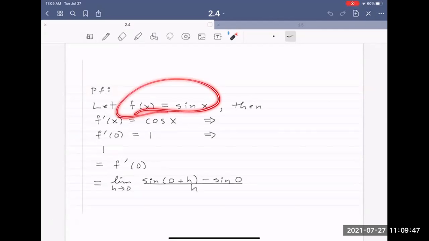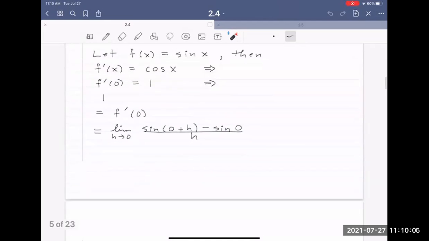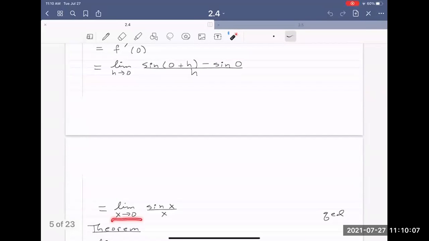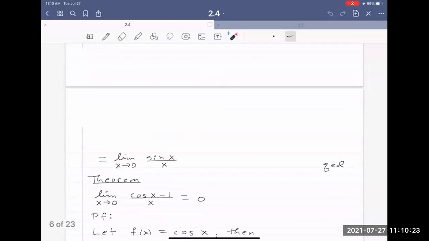Well, let's use the difference quotient to rewrite f prime at 0. So this is the limit as h approaches 0 of the sine of 0 plus h minus the sine of 0, all divided by h. Well, 0 plus h is just h. Sine of 0 is 0. So this is the limit as h approaches 0 of the sine of h over h. I'll write this as x's instead of h's. So this is the limit as x approaches 0 of sine x over x, which we have shown is equal to 1. And we are done.